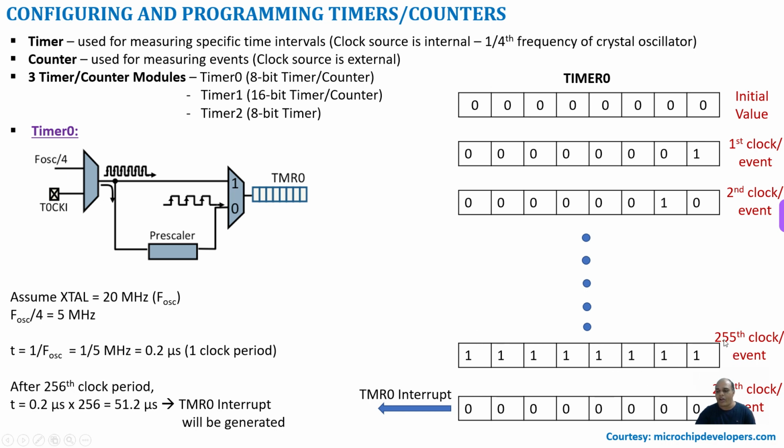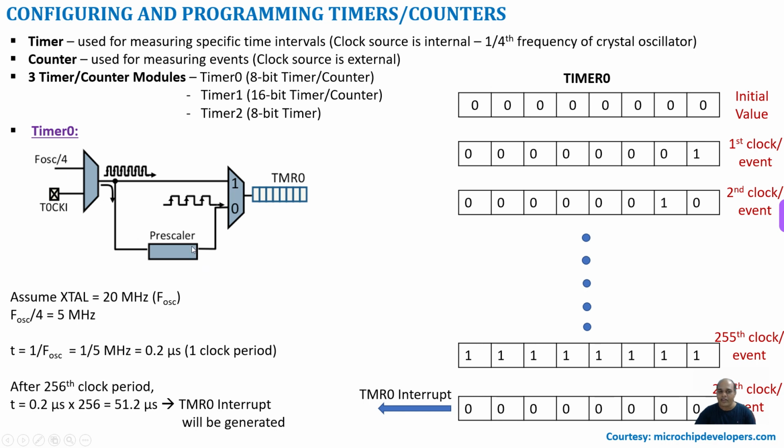The subsequent clock pulse, the 256th clock pulse, will overflow this timer register because the value exceeds an 8-bit value, so it becomes 8 zeros, and this condition causes a timer 0 interrupt. This interrupt can be used for activating your peripheral devices, and is called the timer 0 interrupt. The clock frequency, at what rate the incrementation should happen, can be changed with the help of a prescaler here.